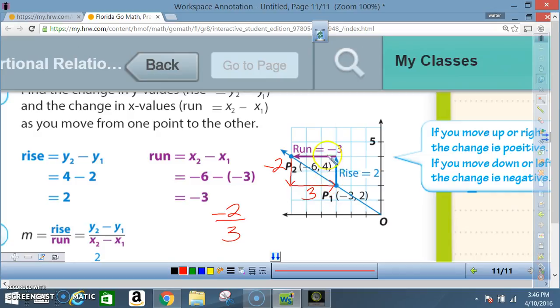Now notice when I went from this side, my rise was a +2, and my run was a -3. And once again, what's a negative divided by a positive? Negative. So my answer is a -2/3. Once again, what's a positive divided by a negative? That's going to be a negative. So my answer still is going to be a -2/3.